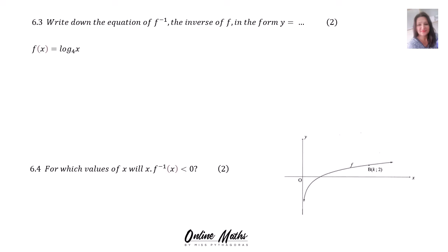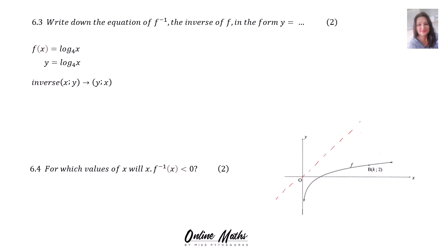6.3, write down the equation of f to the -1, the inverse of f, in the form y is equal to. So our equation was f of x is log 4x. So I usually, in the place of f of x, write y is log 4x. Now just be careful. Inverse is the reflection about the line y is equal to x. Where do you find that line? That is the line y is equal to x. And because of the reflection about that line, your xy coordinate will swap and become yx.